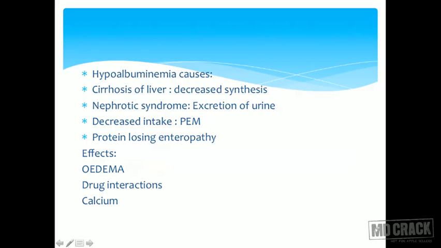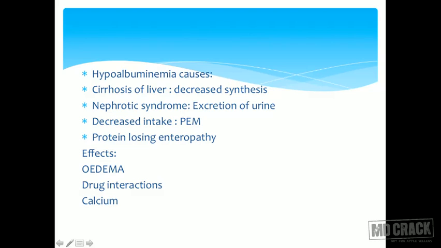Now, hypoalbuminemia, there are lots of causes. I have listed down a few of them. Some of them you might have learnt in different conditions also. Let us look at it. Cirrhosis of liver. Why cirrhosis of liver or any other liver condition where the liver is malfunctioning? Albumin is synthesized in the liver, so it is not being synthesized. It leads to hypoalbuminemia.